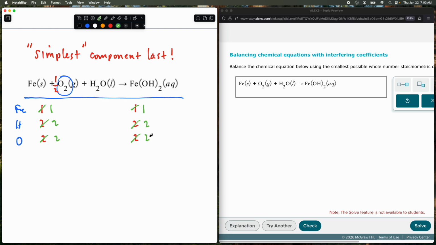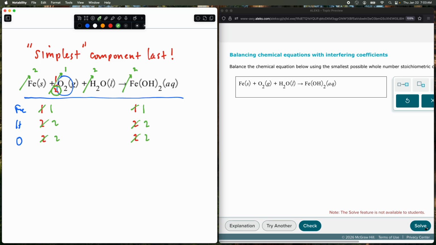So now all I've got to do is get rid of my fraction. So I look at my fraction, and the denominator of my fraction is 2. So if I multiply everything by 2, I'm good. There's a 1 in front of that iron, that becomes 2. 1/2 times 2 is 1. 1 times 2 is 2. 1 times 2 is 2. So I'm going to see a 2, 1, 2, and 2.